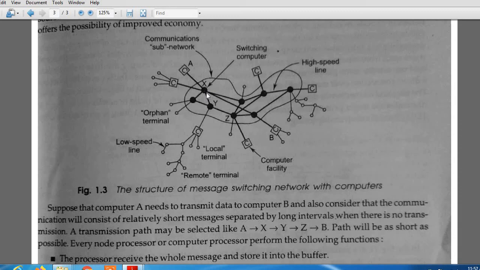Again, suppose some error occurs. Even the data where no error is found cannot be sent on. If an error occurs, then the data will not pass through the further nodes. That is another disadvantage. That means if at any node an error is found, then we have to retransmit the message once again. That is another disadvantage.